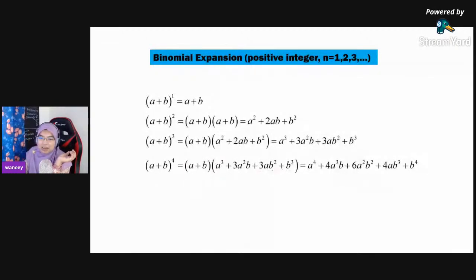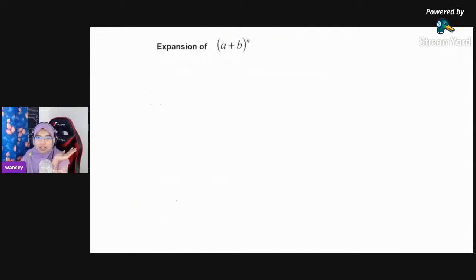So now the question is, are we going to keep using this when we reach a plus b to the power of 10? We can't expand one by one like this up to the power of 10. Most likely we are definitely going to make a mistake somewhere and the coefficient will be wrong. So that is why we have to learn binomial expansion. This is the expansion of a plus b to the power of n, only for positive integers.